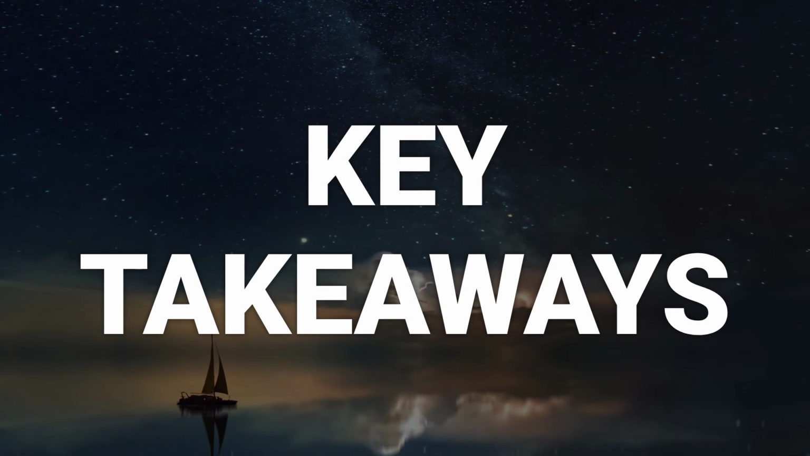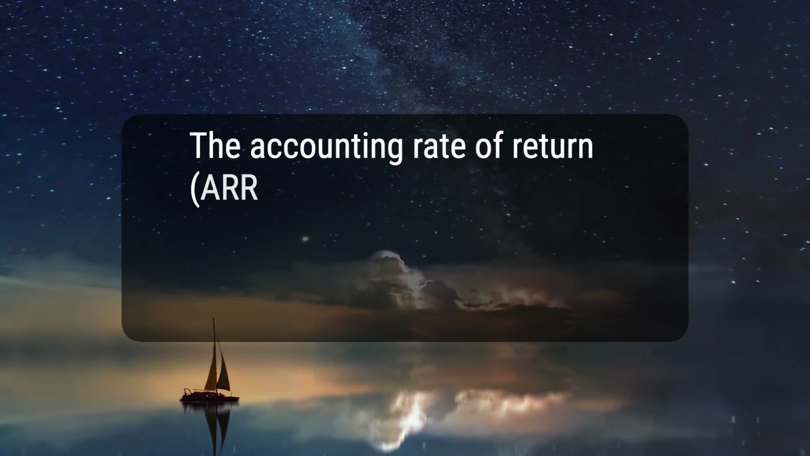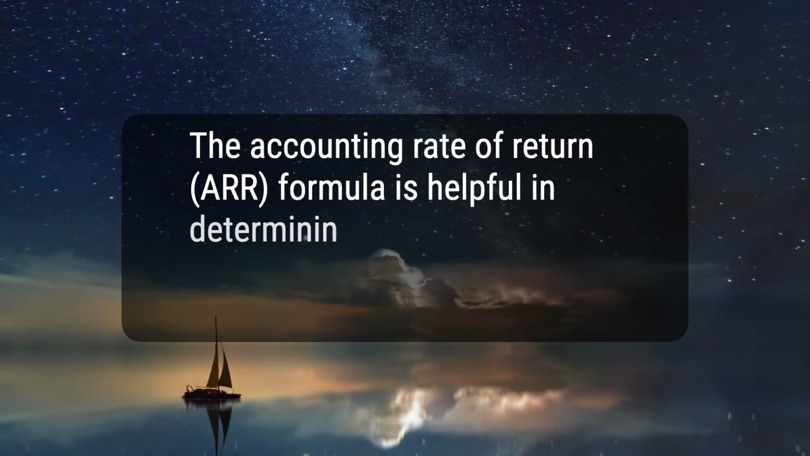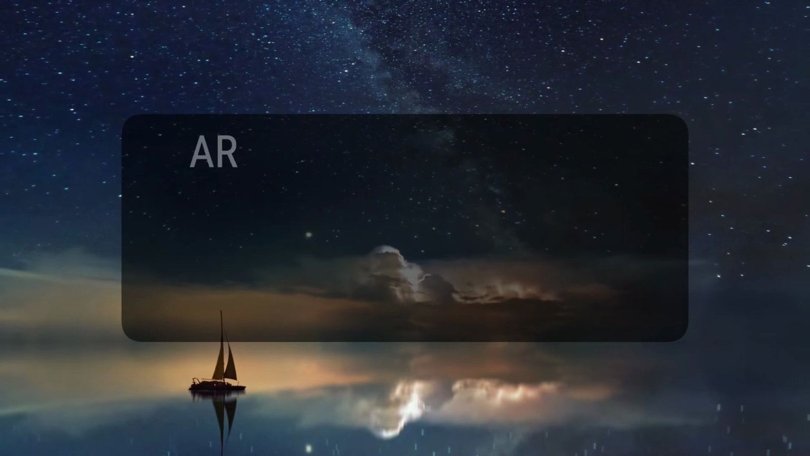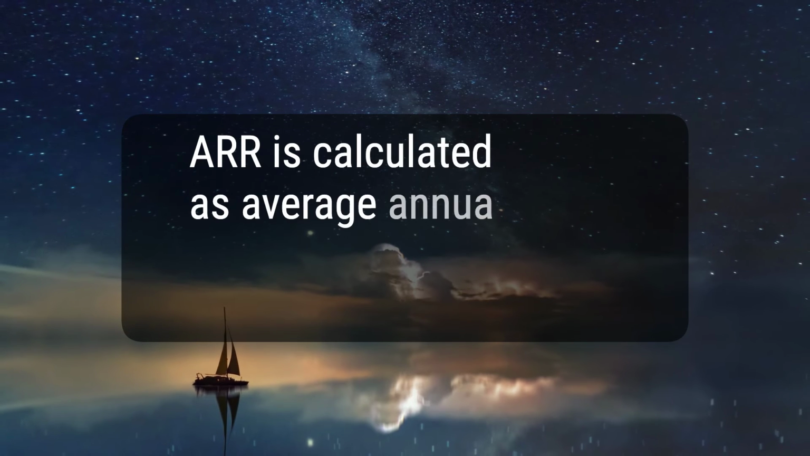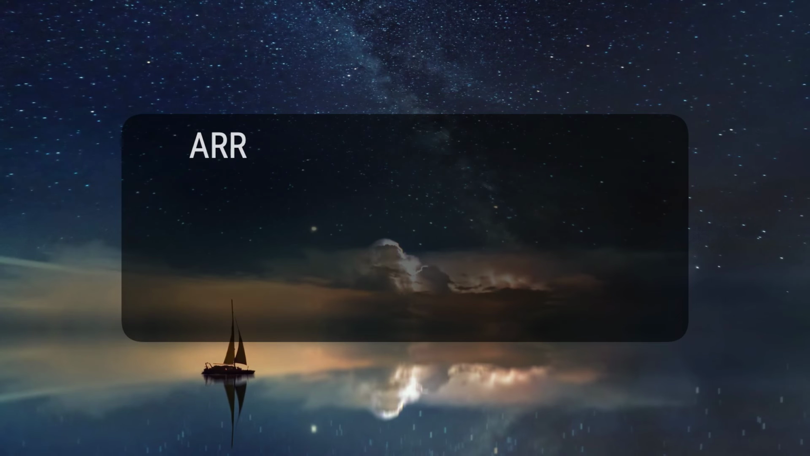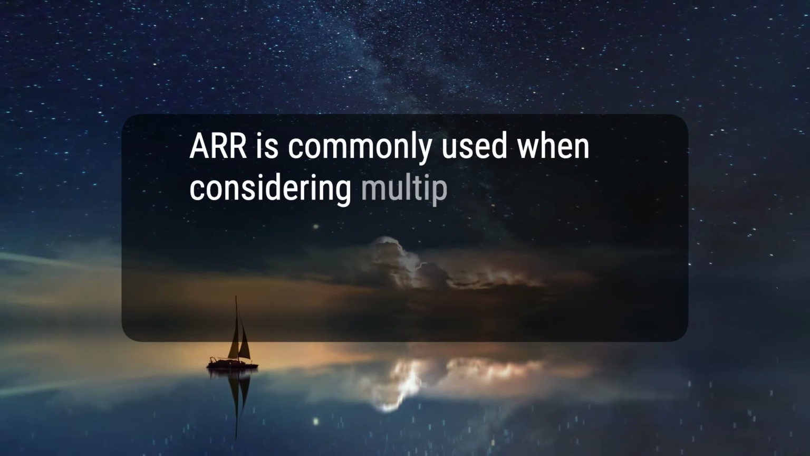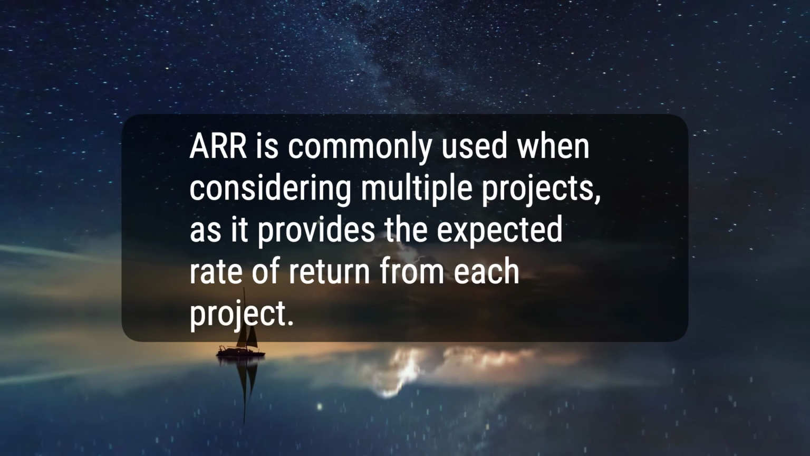Here are 5 key takeaways. 1. The accounting rate of return, ARR, formula is helpful in determining the annual percentage rate of return of a project. 2. ARR is calculated as average annual profit divided by initial investment. 3. ARR is commonly used when considering multiple projects, as it provides the expected rate of return from each project.